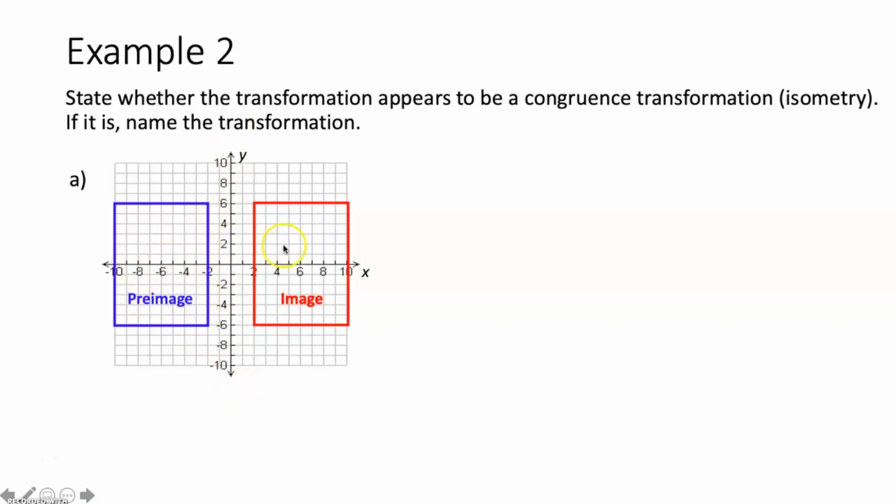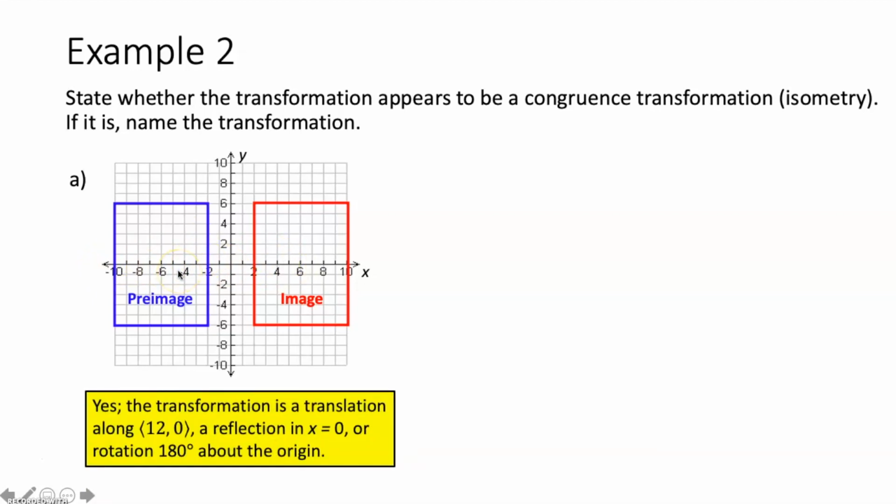So if I were to reflect my blue pre-image over the y-axis, I would get my red image. Lastly, if I were to rotate this blue pre-image 180 degrees about the origin, I would actually end up with this red image. So again, it is a congruence transformation because the two figures are congruent, and there's three different ways to do it. A translation to the right, a reflection in the line x equals 0 or the y-axis, and then a rotation 180 degrees about the origin. All of those would get you from the blue pre-image to the red image.